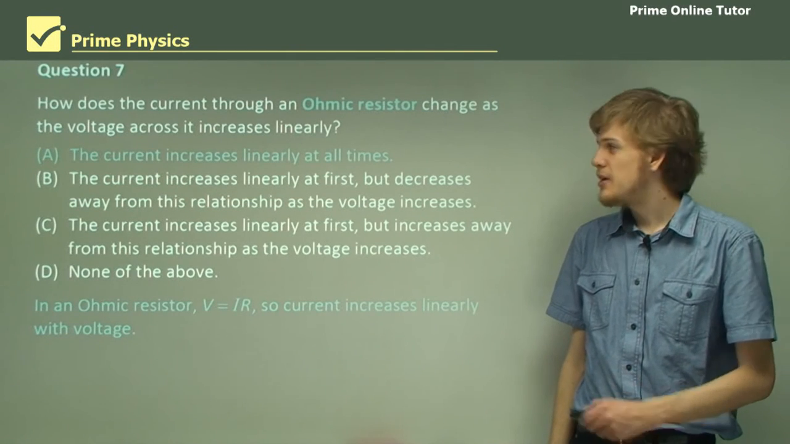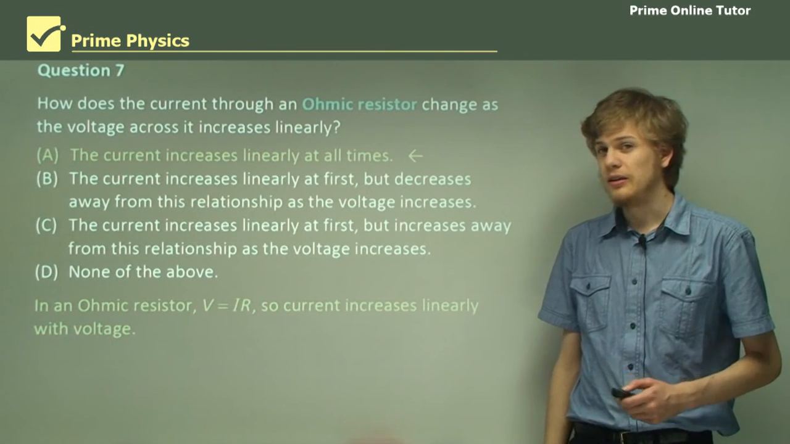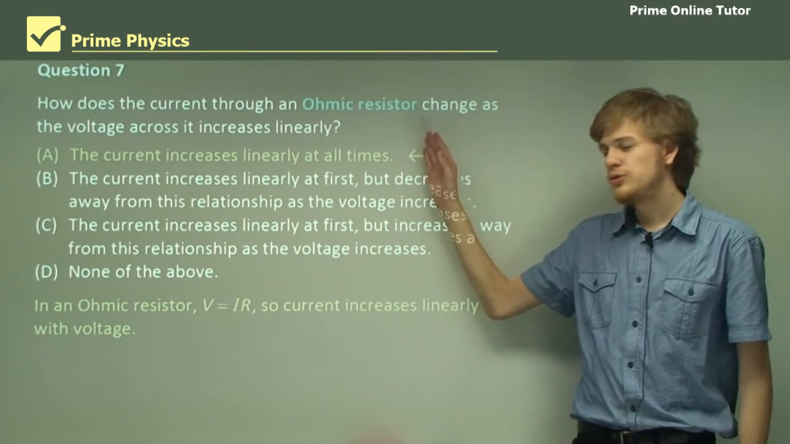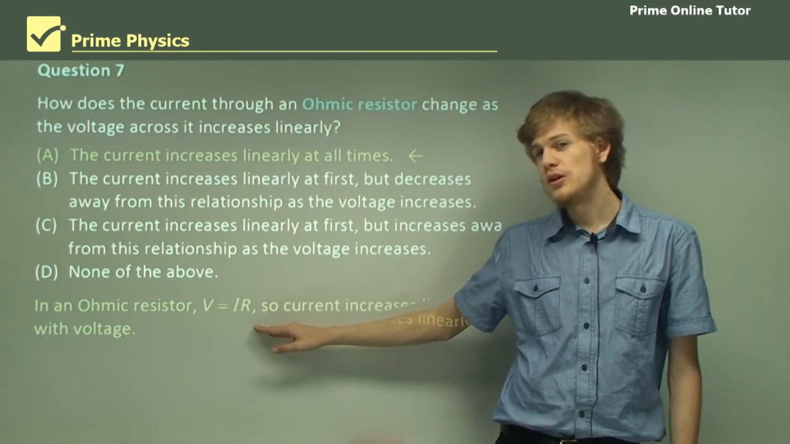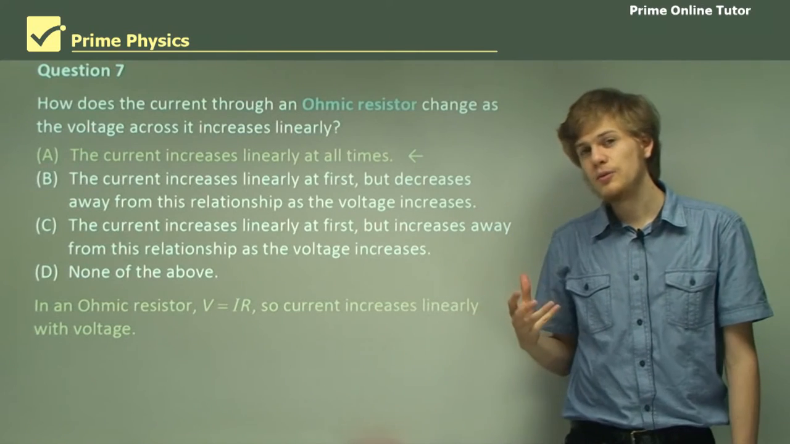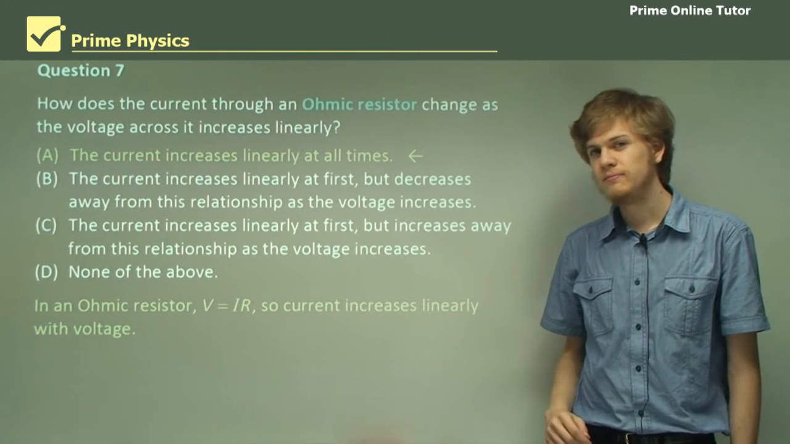So our correct answer must be A. The current increases linearly at all times. An ohmic resistor always obeys this relationship, V equals IR, which means that there's a linear relationship between current and voltage.